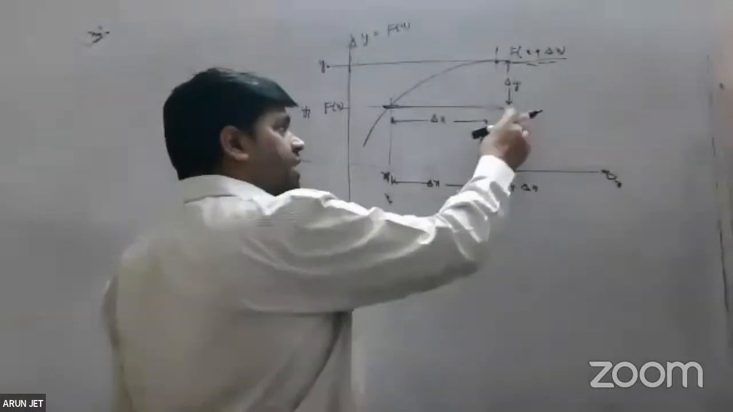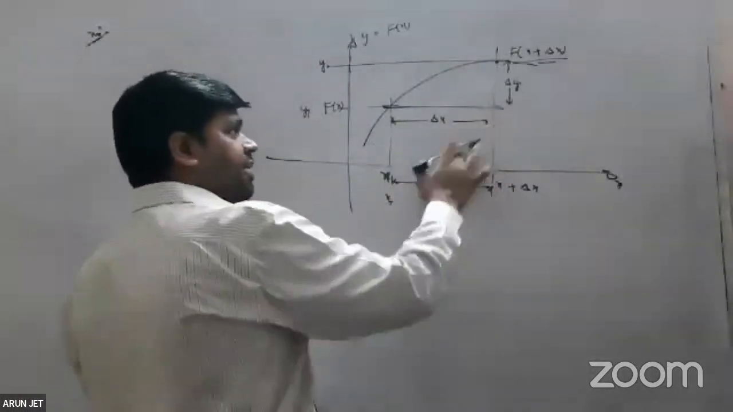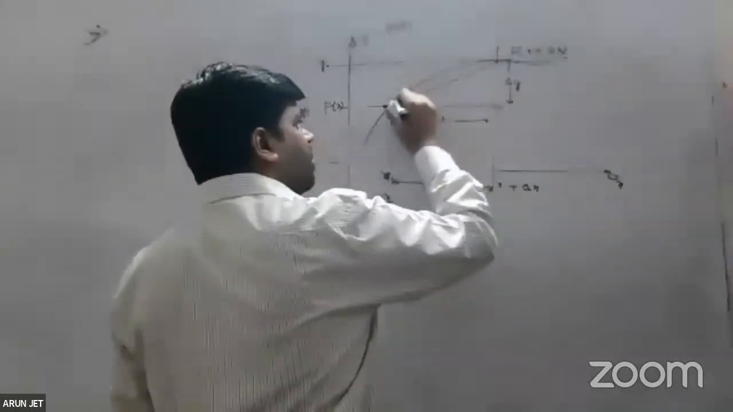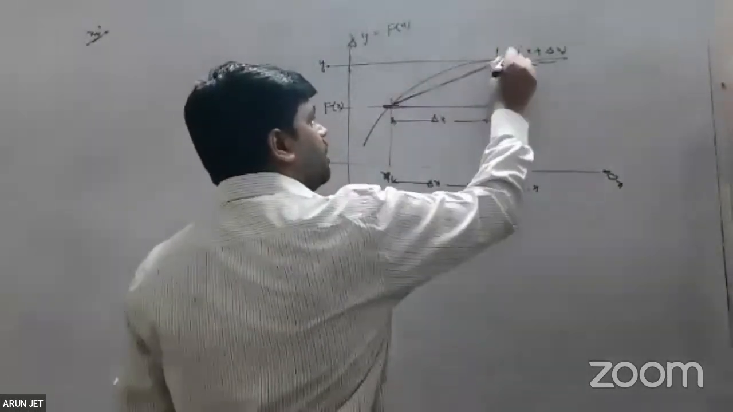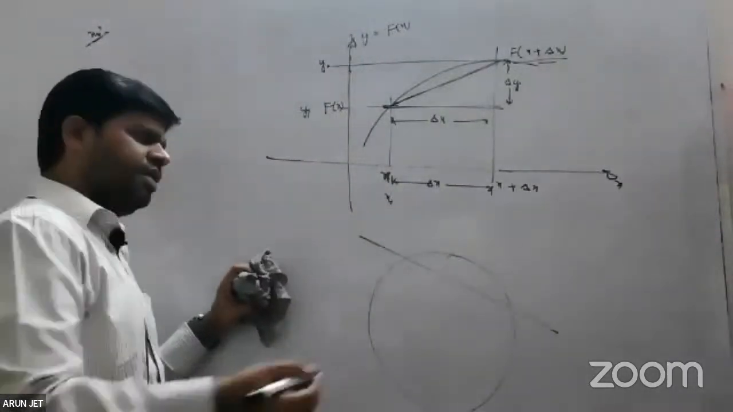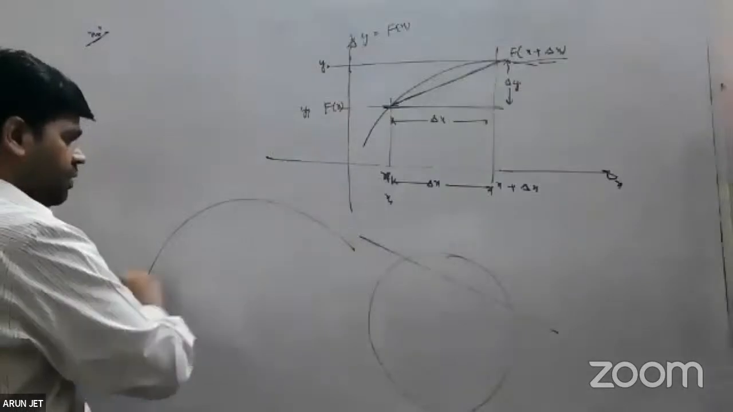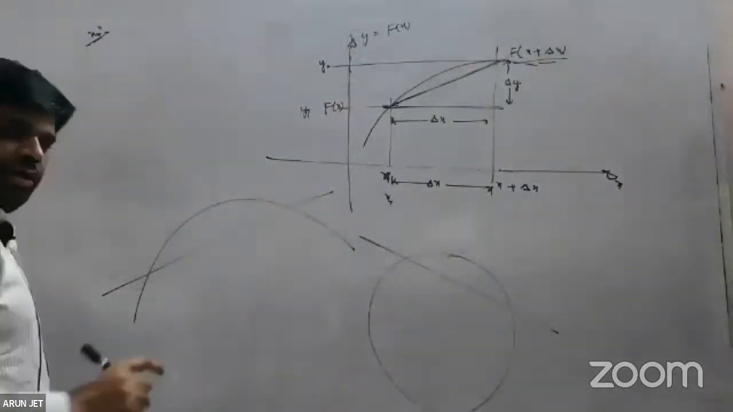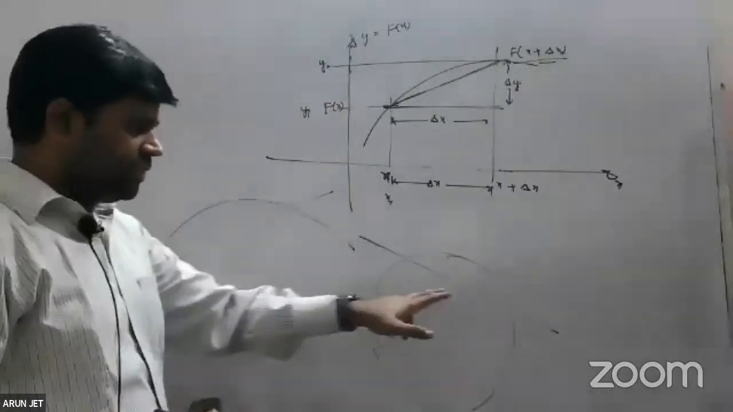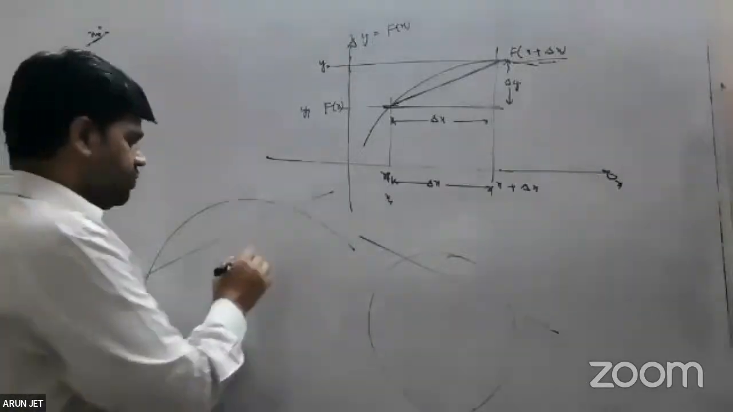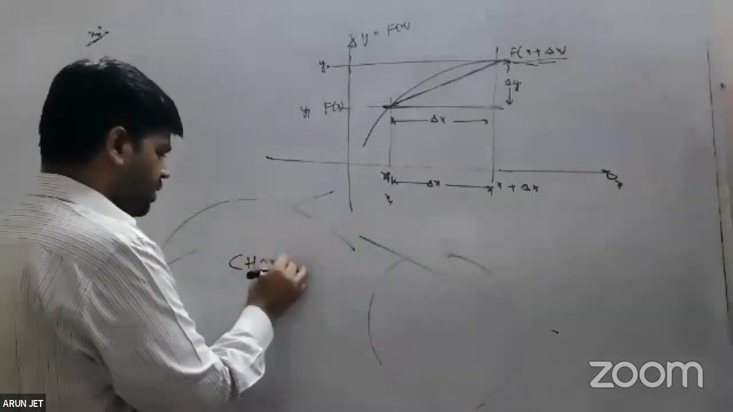So what if I do delta y by delta x, what do I get? If I join this chord, this is called a chord, right? For a circle, this is called a chord, no? For any curve, a line joining two points and intersecting the curve at 2 points is called a chord. Chord is not specific only for a circle. For any curve, it is called a chord. C-H-O-R-D. Chord.